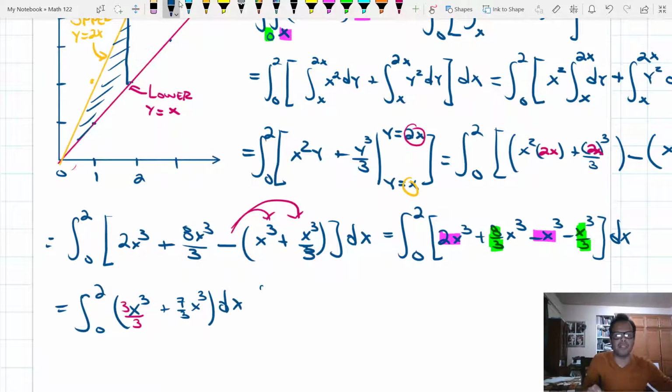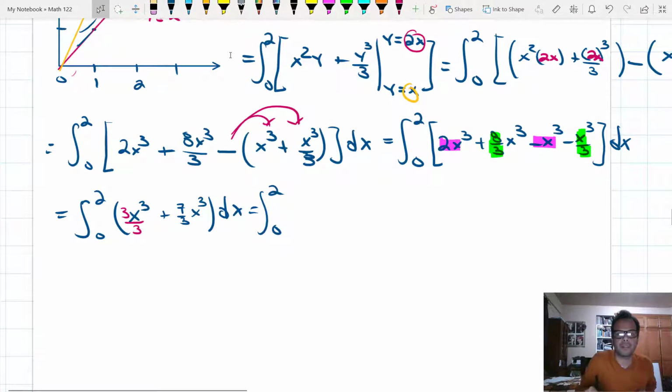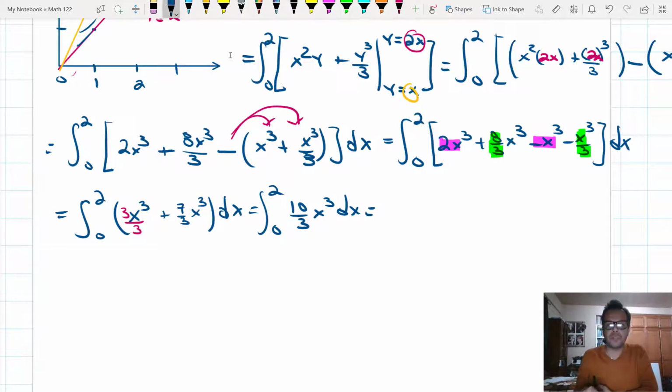This will be the integral from 0 to 2 of 10/3 of x cubed dx. Okay, we're almost there. We're almost done with this one. I'm going to write the constant factor outside of the integral so it doesn't bother us, right? Integral from 0 to 2 of x cubed dx.